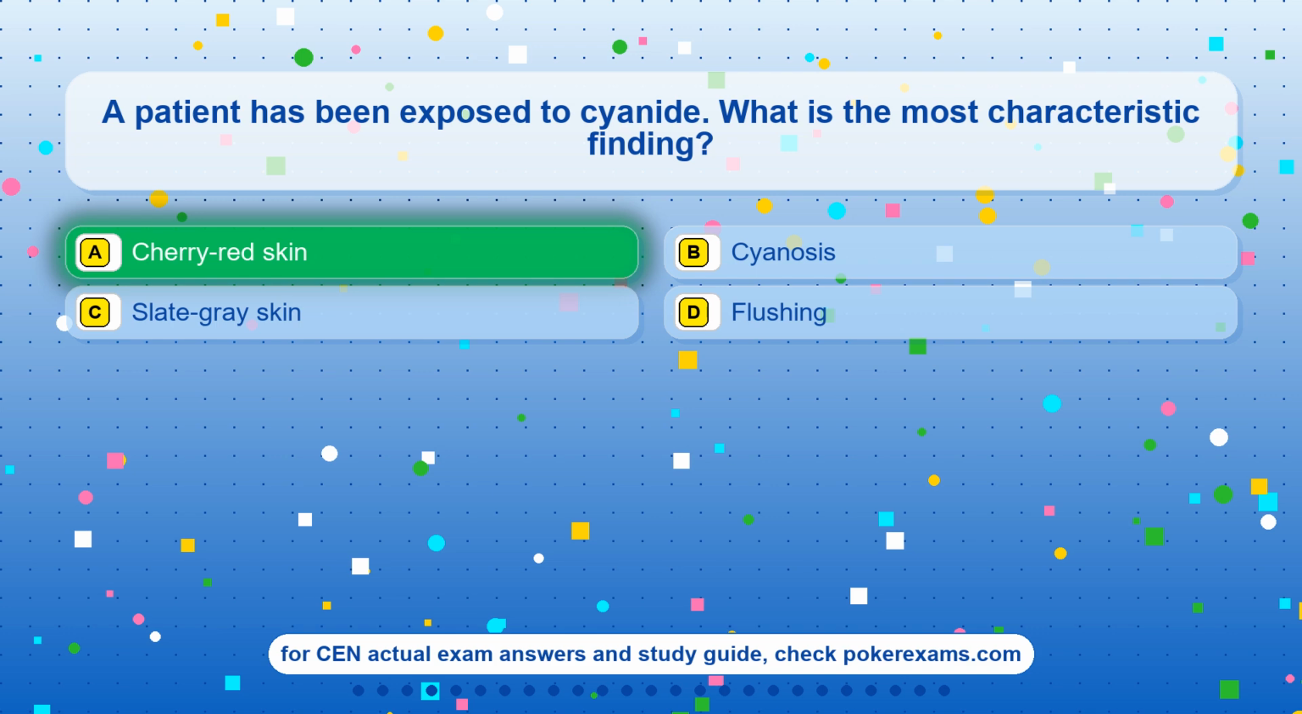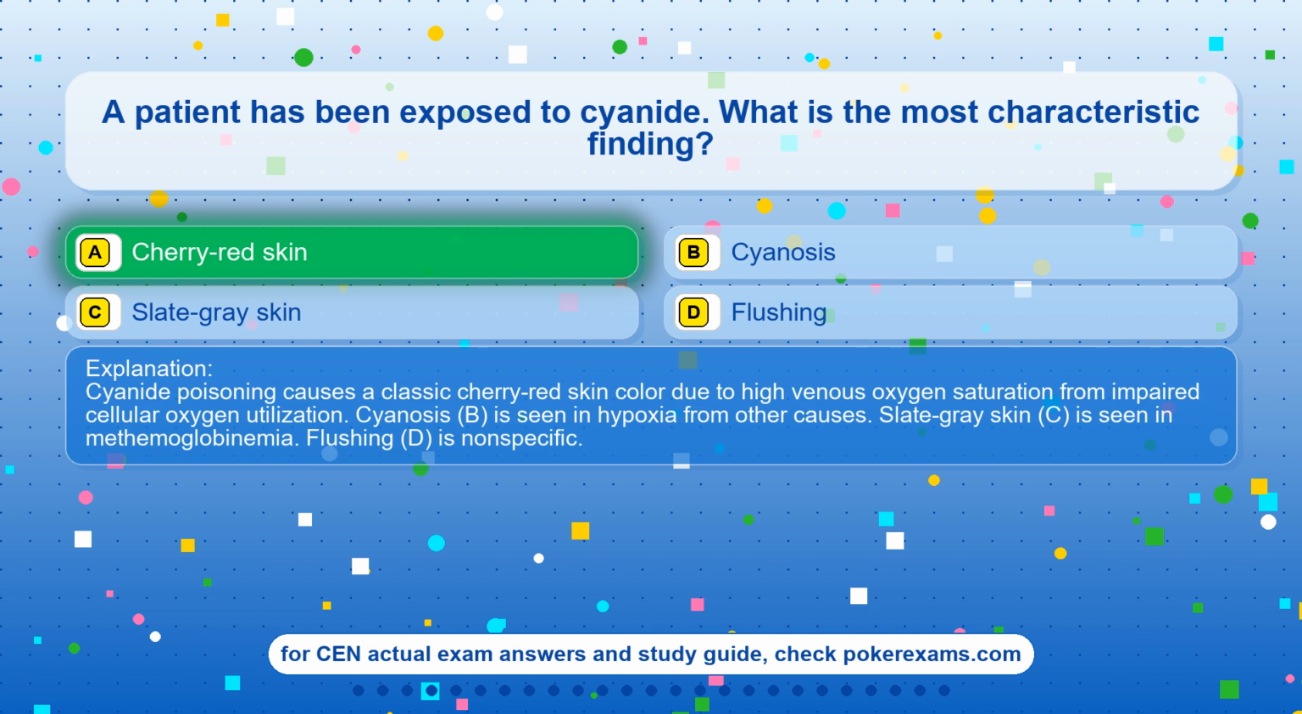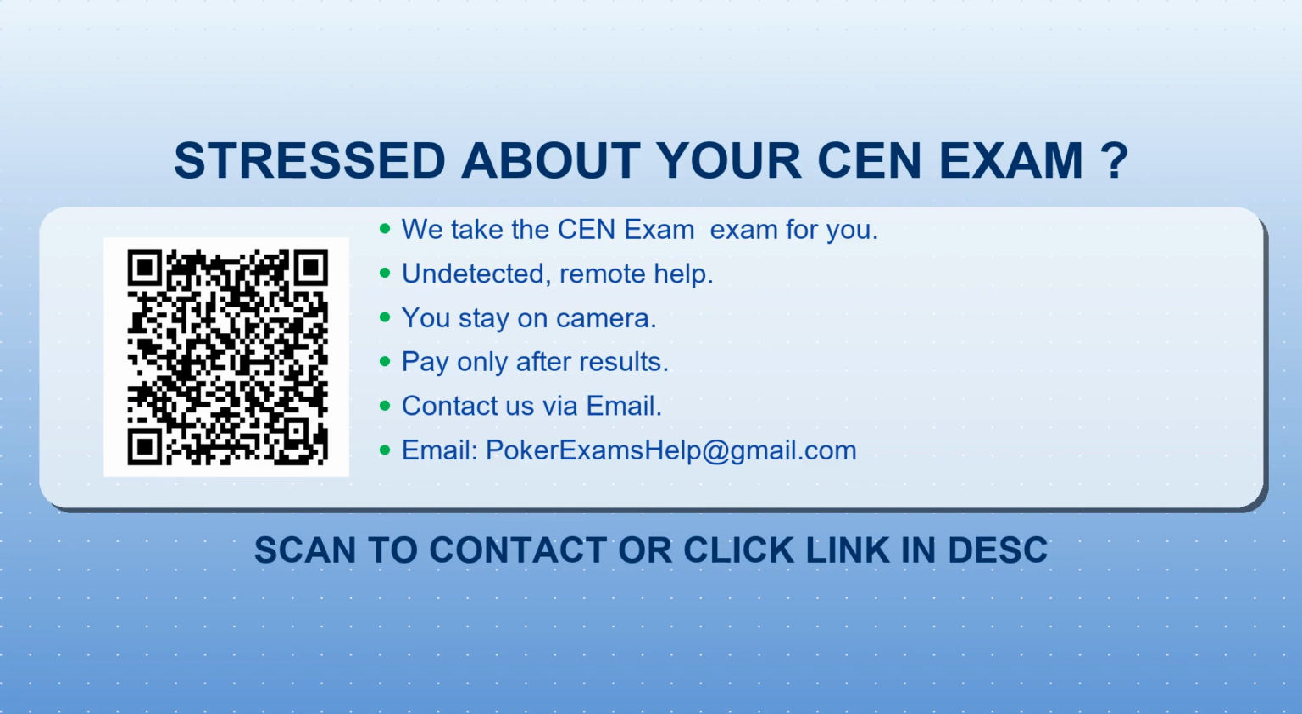The correct answer is option A, cherry-red skin. Cyanide poisoning causes a classic cherry-red skin color due to high venous oxygen saturation from impaired cellular oxygen utilization. Cyanosis, B, is seen in hypoxia from other causes. Slate-gray skin, C, is seen in methemoglobinemia. Flushing, D, is nonspecific.